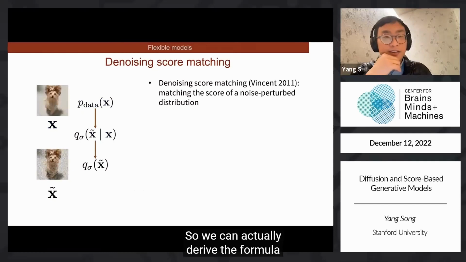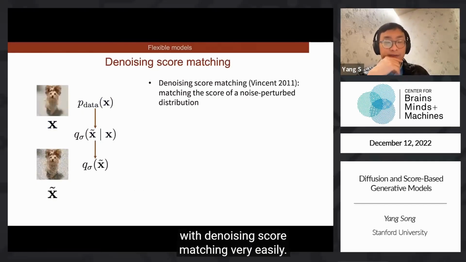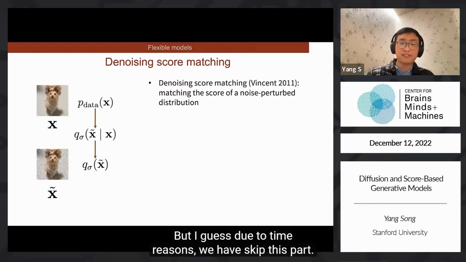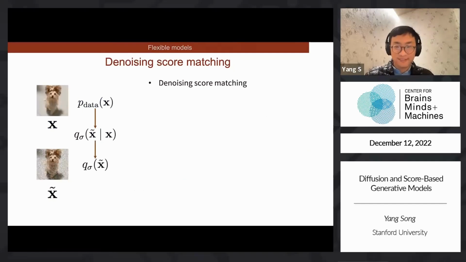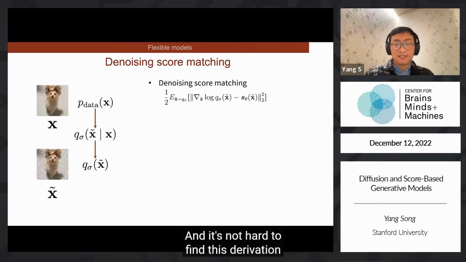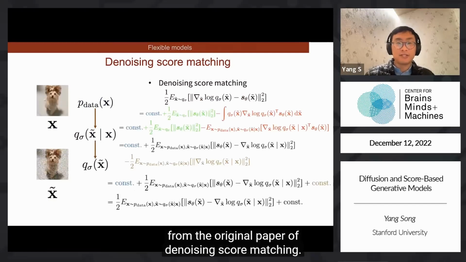We can actually derive the formula of denoising score matching very easily, but due to time reasons, I will skip this part. And it's not hard to find this derivation in the original paper on denoising score matching.